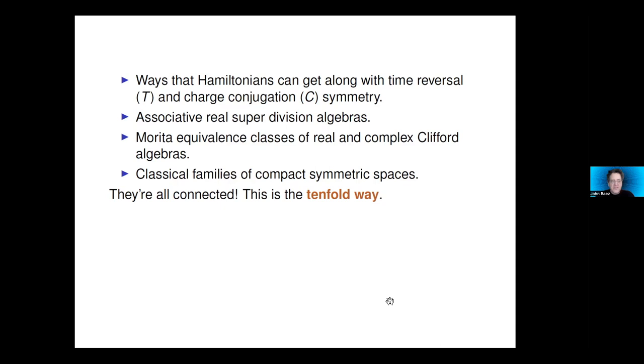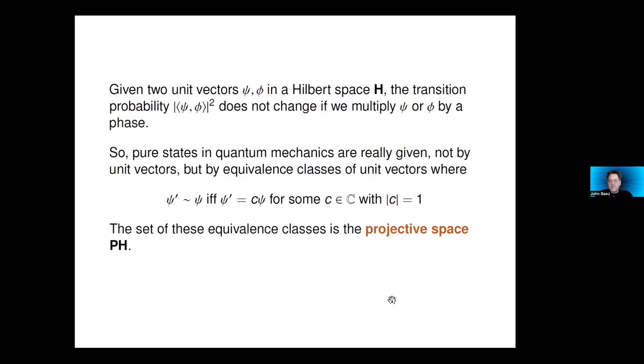Okay, so let's start from the beginning, and I'll start from something simpler called the threefold way. So in fact, I'm going to try to take a pretty elementary approach and start with some stuff about quantum mechanics, some of which you all know, and some of which you may not know, but you should know, so I'll tell you.